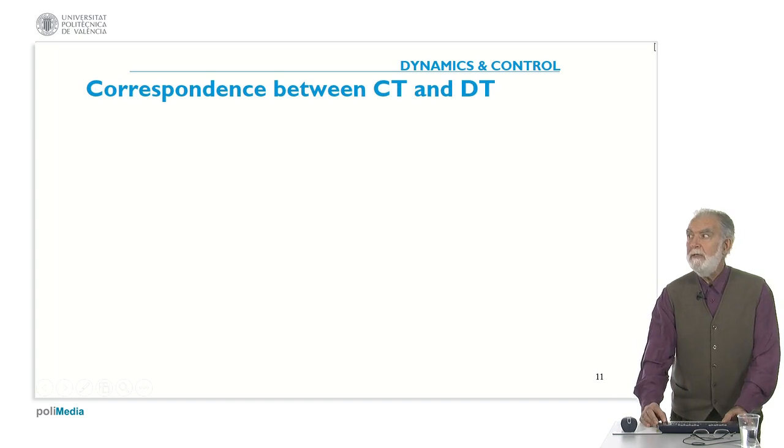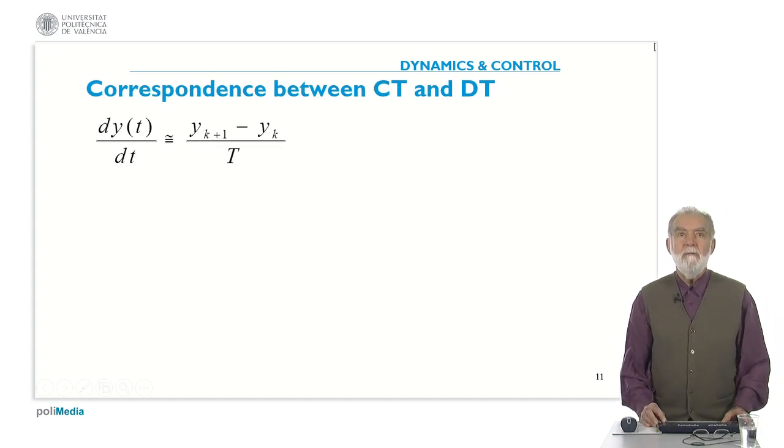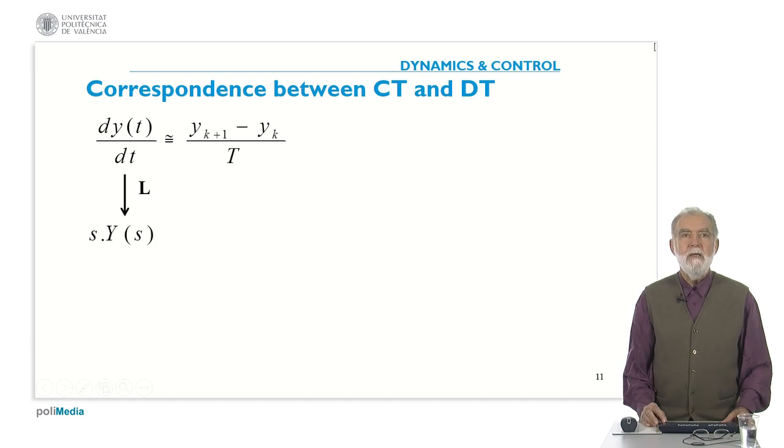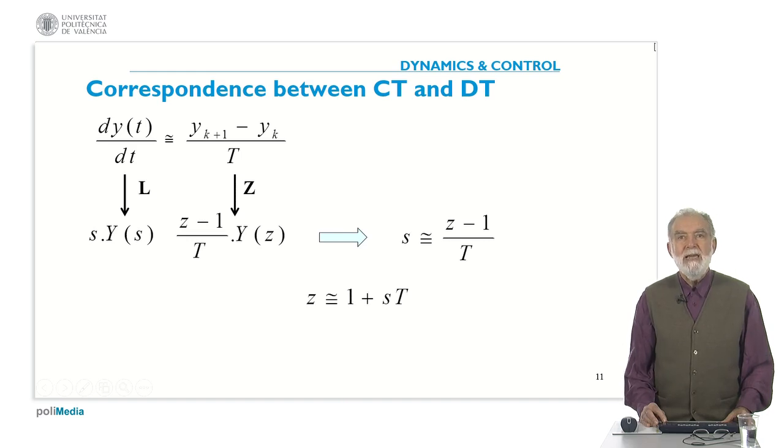What is the correspondence between continuous time and discrete time signals? In an approximate way, we can say that the derivative is approximately the difference between two sequential values, y(k+1) minus y(k), divided by the sampling period, or the interval T. So if we apply the Laplace transform to the continuous time signal, and to the discrete time signal, then we guess that S is equivalent to (Z minus 1) over T.